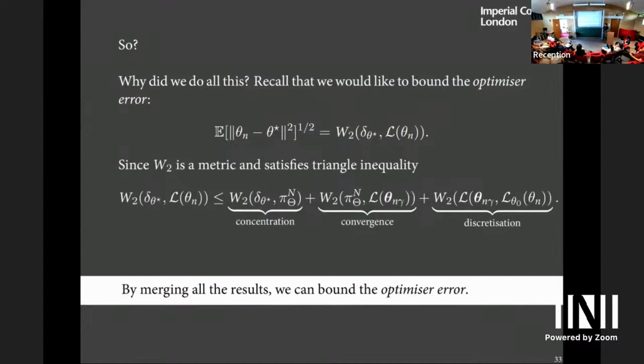So the final bit is this thing I proved as the concentration of the stationary measure. Then this thing was the exponential convergence to the stationary measure. And this is the last bit shown just before in the slide, the discretization error, right? So basically all the bounds I showed you, I just add them together, and that gives me an upper bound of this.